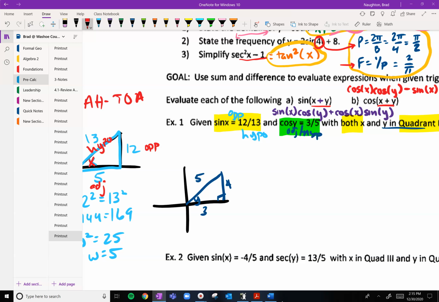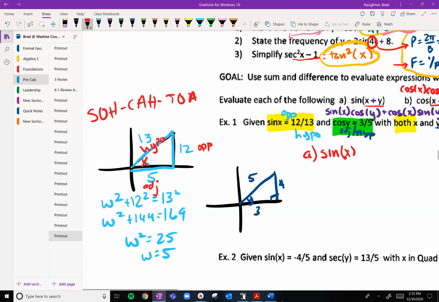So we'll call A, which is our rule of sine. So we'll do A. So I'm going to do sine of x, which in this case, if we go to our diagram, is going to be opposite over hypotenuse, so that's 12 over 13. And then cosine of y. So we go over here to y, and cosine is going to be 3 over 5.